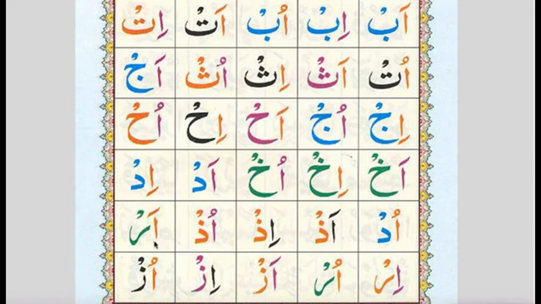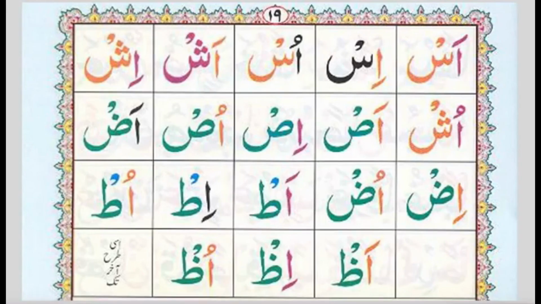Alif ra fatha ar. Alif ra kasra ir. Alif ra dhamma ur. Ar, ir, ur. Alif za fatha az. Alif za kasra iz. Alif za dhamma uz. Az, iz, uz.